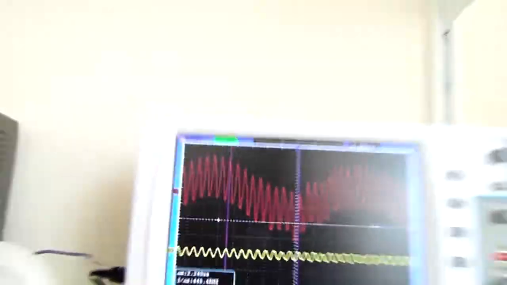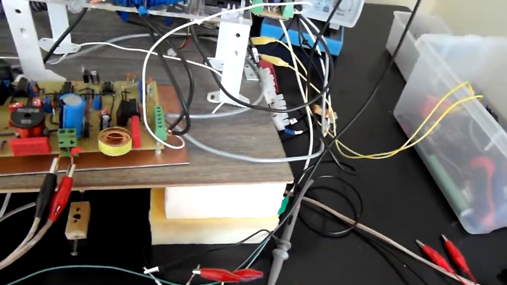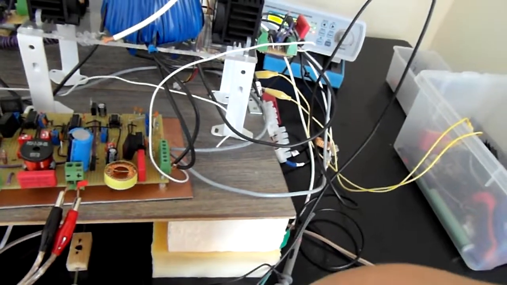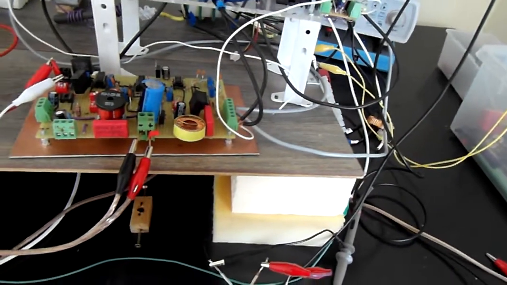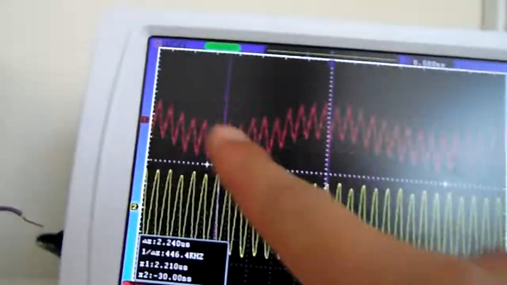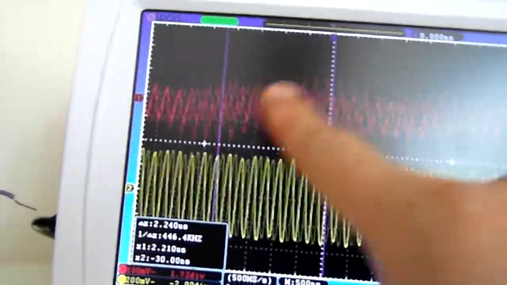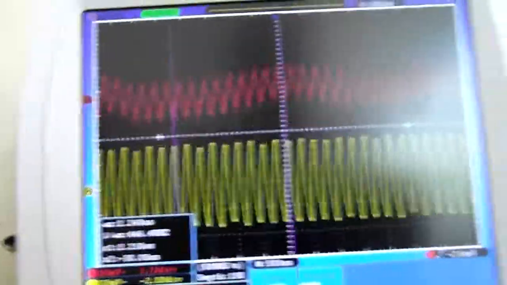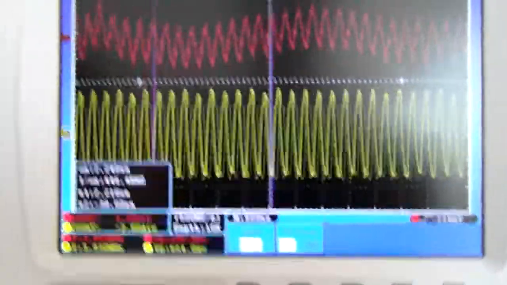Okay, now I'm going to connect this capacitor again in between the input. Although I put the capacitor, this wave is still alive. So the low frequency is still alive. Okay, that's it.